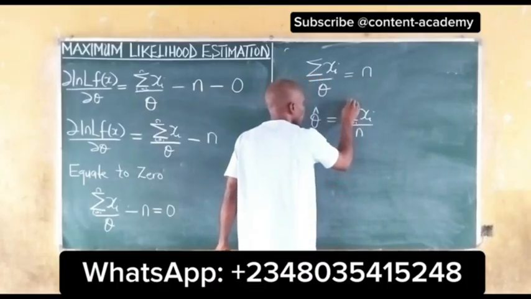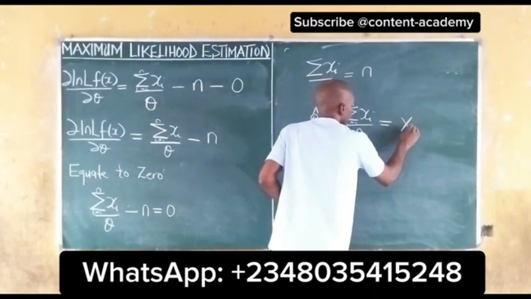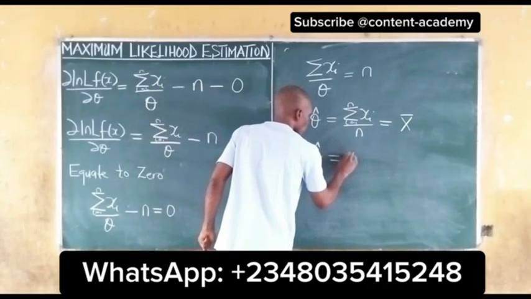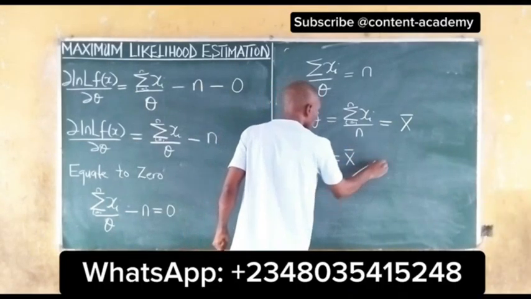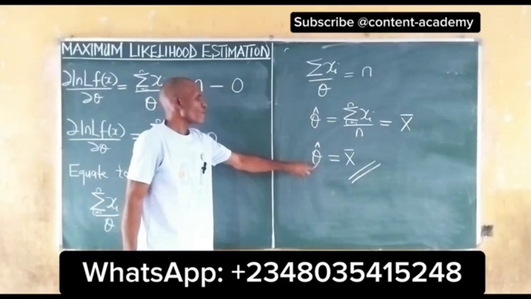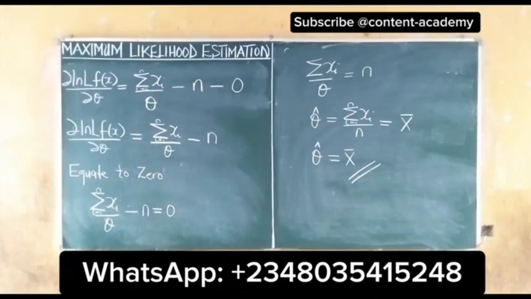as i running from 1 to n. As we all know, this is equal to our mean. So we have theta estimate to be equal to x bar, which is our mean. So this becomes our maximum likelihood estimate for the given Poisson distribution. Once we follow this process, it is quite easy to get the maximum likelihood estimator for any distribution.